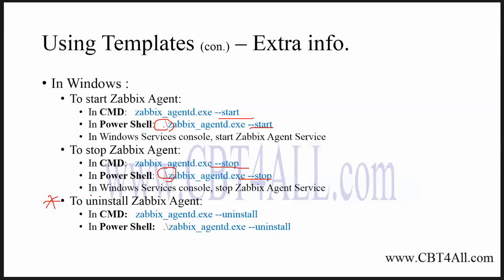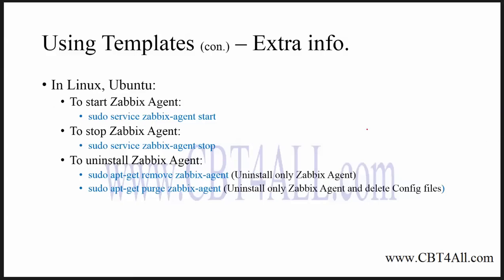So for example, if you want to restart the service, you can use the Microsoft Service Console, but here you have to use the command for uninstalling. This is the command for uninstalling by using command prompt, and this is the command if you want to use PowerShell. The same for Linux, at least in the Ubuntu edition: if you want to start or stop the service, you can use this command.